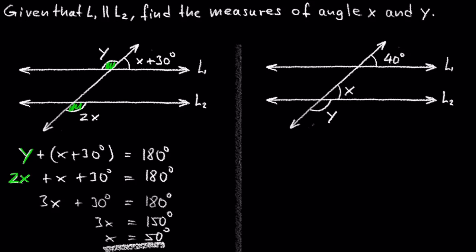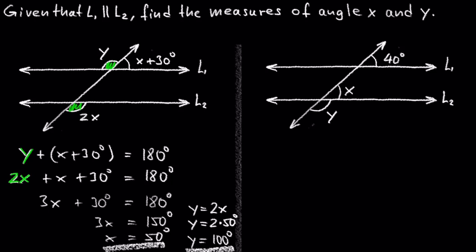How can we find the measure of y? We already know that y equals 2x. So we can write y equals 2x. Then we just have to plug in x into y equals 2x. So we get y equals 2 times 50 degrees. 2 times 50 degrees is 100 degrees, so y equals 100 degrees. And we're done with this problem.